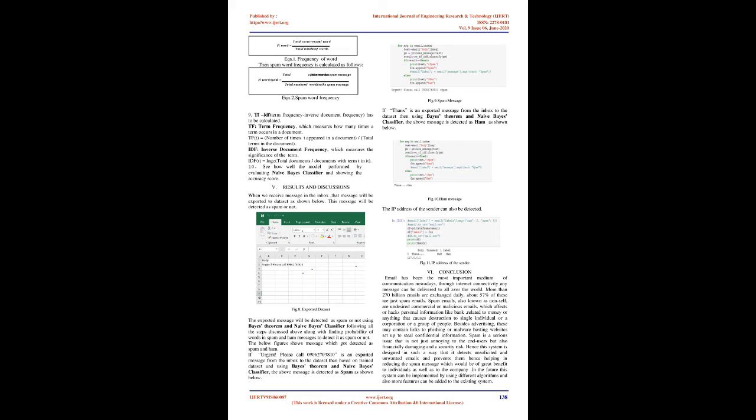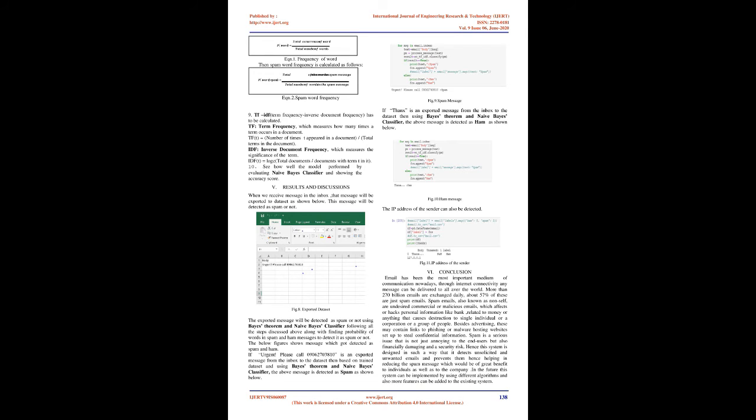Input: the receiver will read the email. Output: the sender will get a notification stating the receiver has read the message. When we receive a message in the inbox, that message will be exported to a dataset. This message will be detected as spam or not using a naive Bayes classifier.